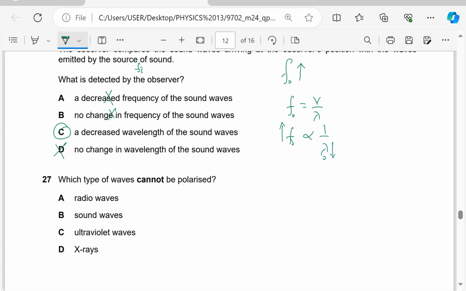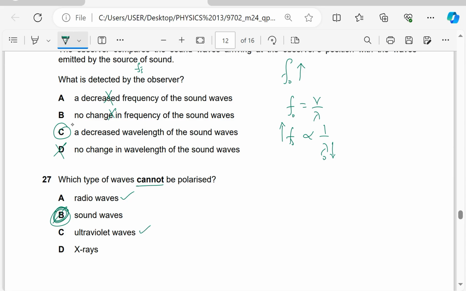Which type of waves cannot be polarized? Remember, it is only transverse waves which can be polarized. Radio waves are transverse, they can be polarized. Sound waves are longitudinal, these ones cannot be polarized. So the answer is B.